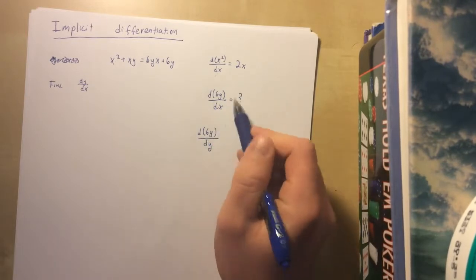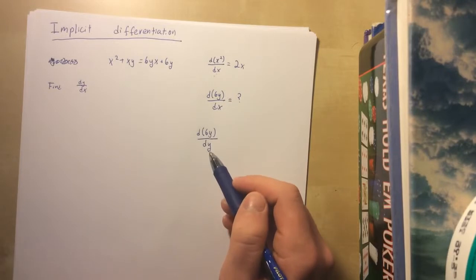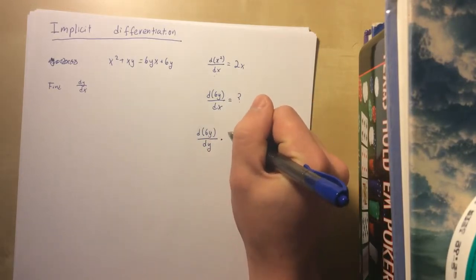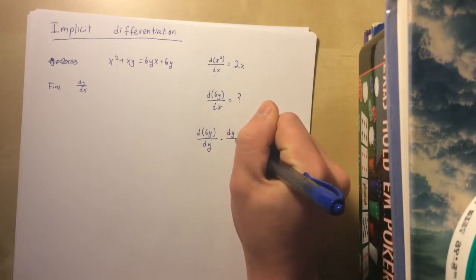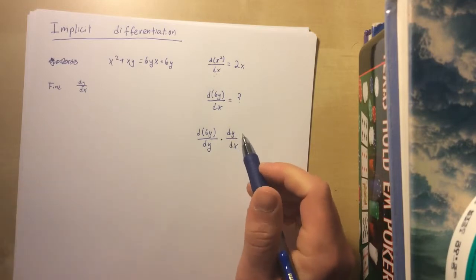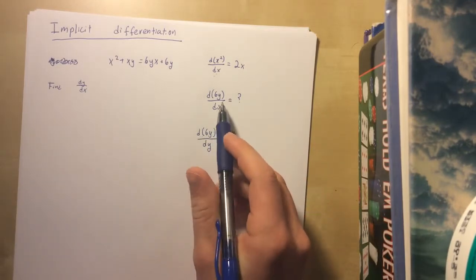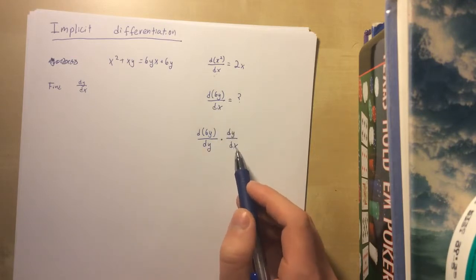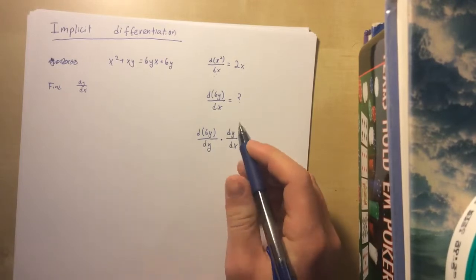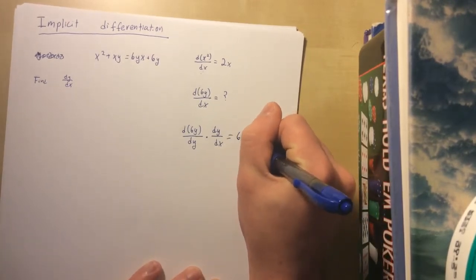But these are not equivalent because we just changed this dx into a dy, so we need to account for that change. We're going to do that by multiplying by a dy dx. Imagine that these dy's and dx's were just numbers. The dy's would cancel out and we'd be left with a d6y over dx. So now we can do that. The derivative of 6y with respect to y is 6. And then we have to tag along that dx.